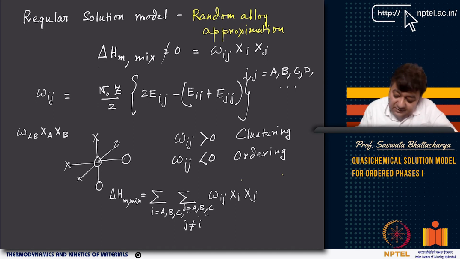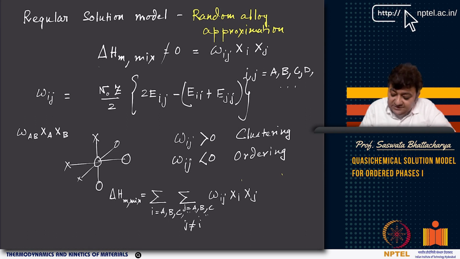And also we told, say for example, if you look at a binary solution, if omega ij is greater than 0, that means 2eij is greater than eii plus ejj, that means eij is less favored, that is the unlike bonds are less favored. So you will basically see more of AA and BB type of bonds. So like bonds come together, and you have A clusters and B clusters, and that is called clustering, right? So if omega ij is positive, there is a chance that you can see clustering, because clustering means you have more AA bonds and more BB bonds than AB bonds.